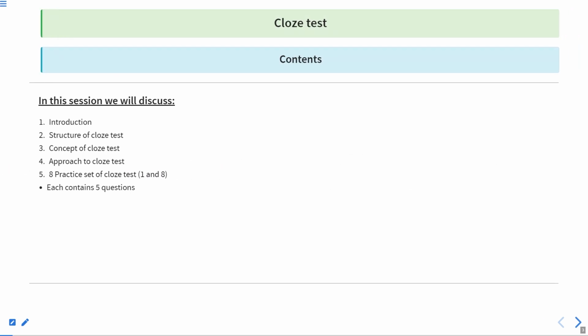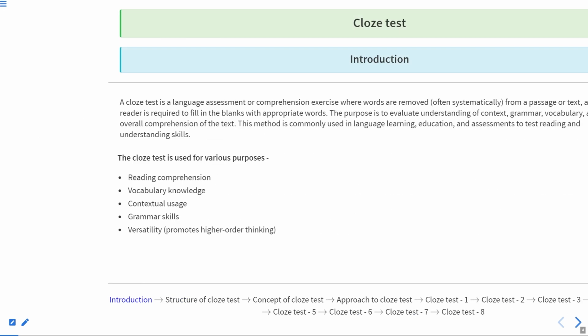So what we will discuss in today's session, we will have an introduction to what is cloze test. We will look at structure of cloze test. We will look at concept of cloze test. Then we will suggest an approach that we can use for cloze test. We will look at 8 practice tests of cloze test. So we will go through these sets and understand how cloze tests actually work. There will be a total of 8 sets and each one will contain 5 questions. So we will look at each one of them in detail.